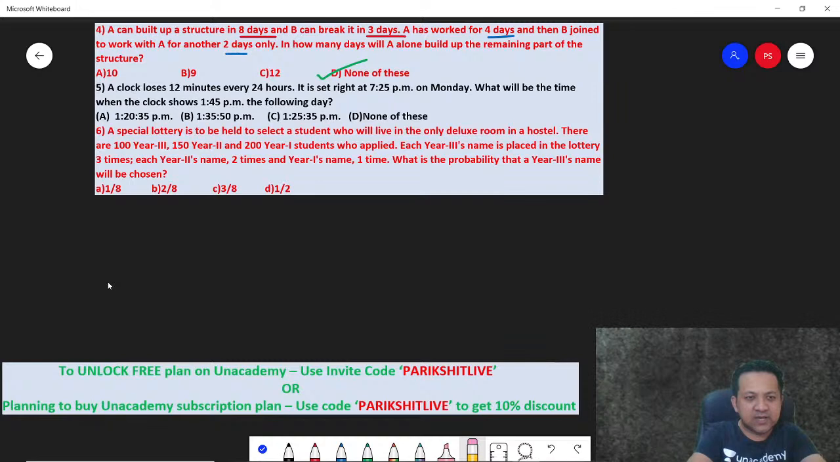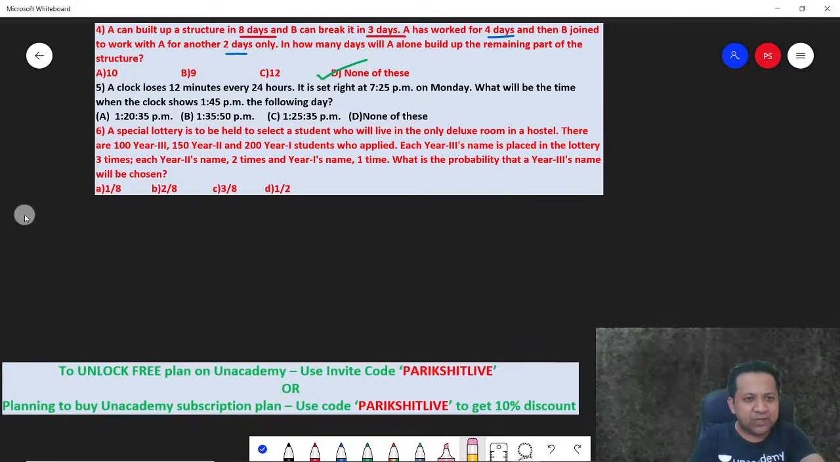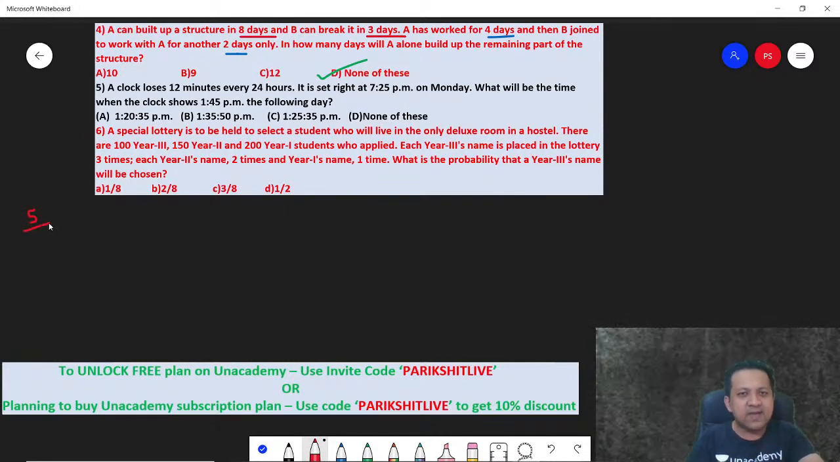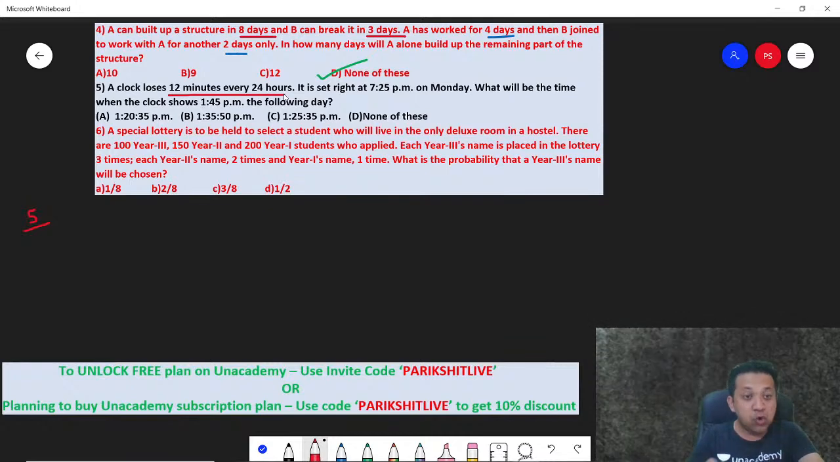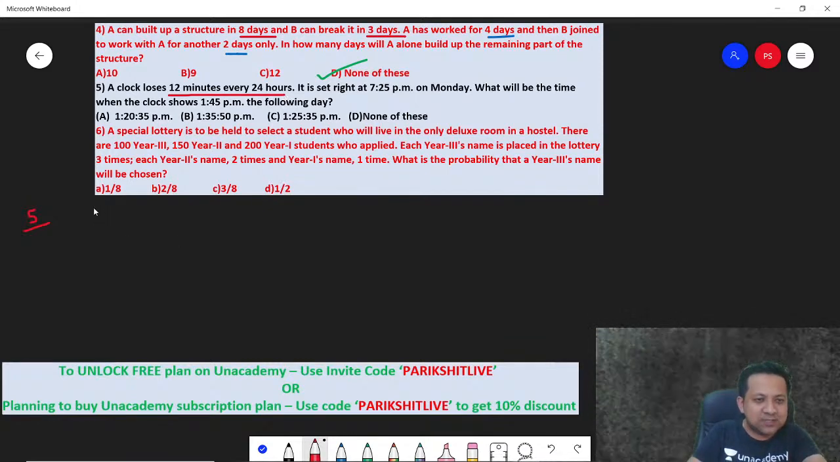A clock loses 12 minutes every 24 hours. It is set right at 7:25 p.m. on Monday. What will be the time when the clock shows 1:45 p.m. the following day? A clock is losing 12 minutes every 24 hours. A clock is losing time.